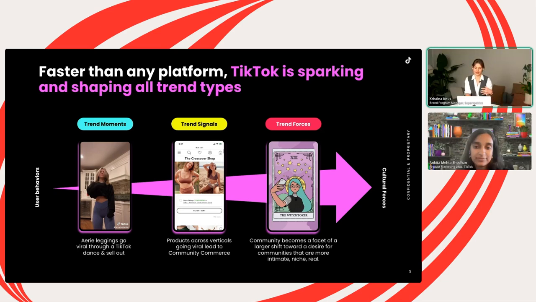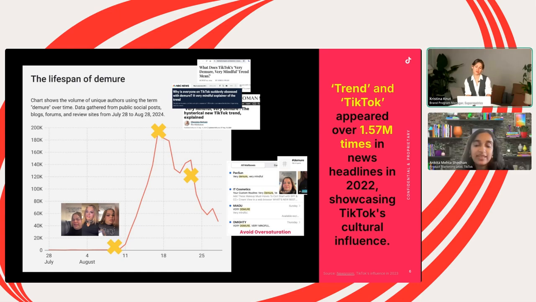Now, I kind of already mentioned that, but I guess TikTok is often seen as the epicenter of viral trends, but do these trends also go beyond the TikTok platform itself? Yes, TikTok has truly become a focal point of trends, not only influencing the traditional social channels you might have, but expanding far beyond that. To give you a sense of TikTok's influence, the words trend and TikTok appeared 1.57 million times in news headlines in 2022, which showcases the platform's undeniable cultural relevance. For brands engaging with these trending moments, they have an opportunity to unlock invaluable insights and enhance their audience engagement, forming a sense of authenticity and connection with their users.